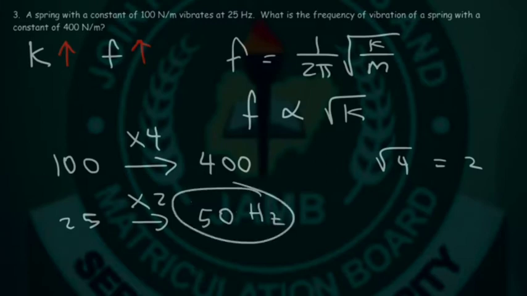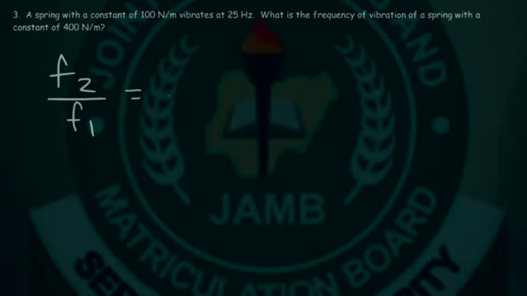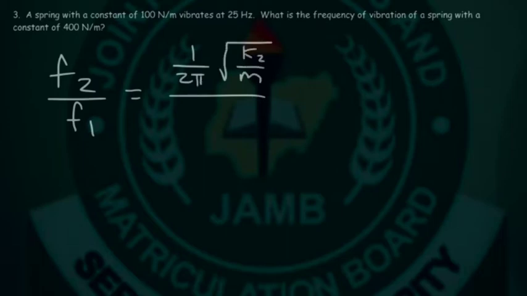Now, if you want a formula for this type of problem, here's how you could derive it. Since we're dealing with two frequencies, let's write a ratio between the two frequencies, f2 and f1. So f2 is going to be 1 over 2 pi times the square root of k2 divided by m. f1 is going to be 1 over 2 pi times the square root of k1 over m. Now, I didn't write a subscript for m because the mass doesn't change in this problem, so we could cancel it. And at the same time, we could cancel 1 over 2 pi.